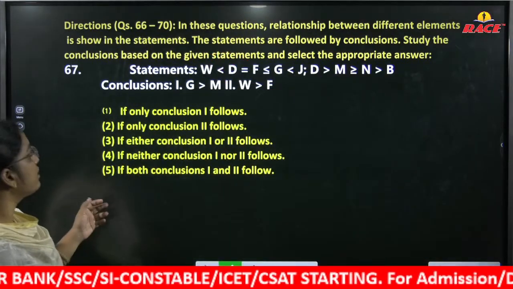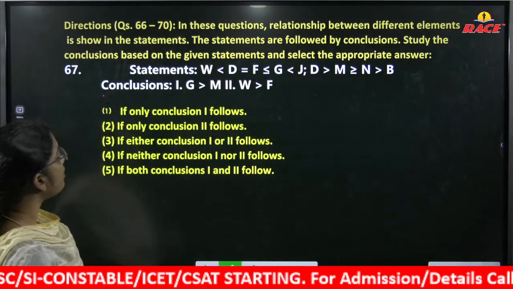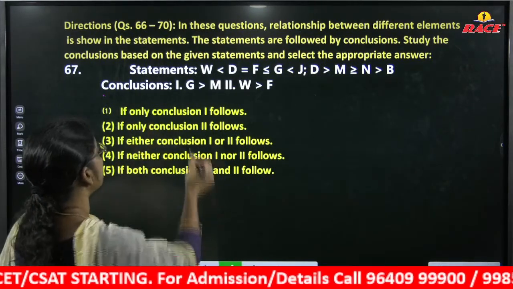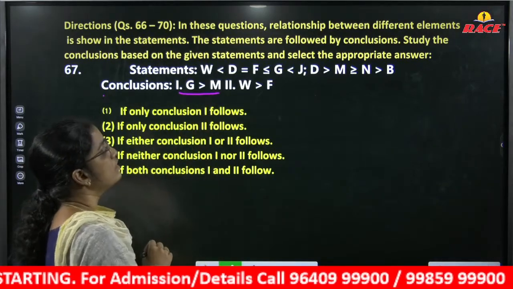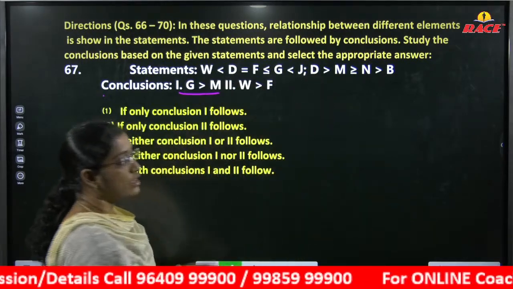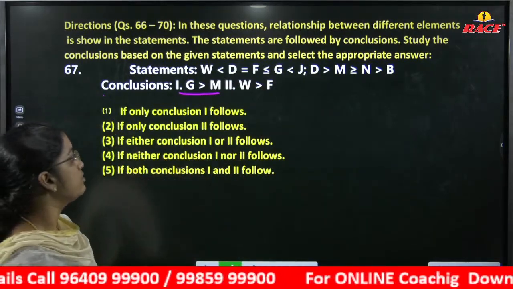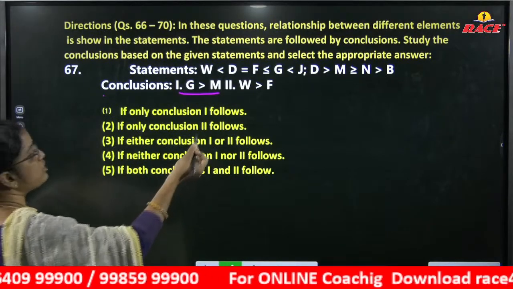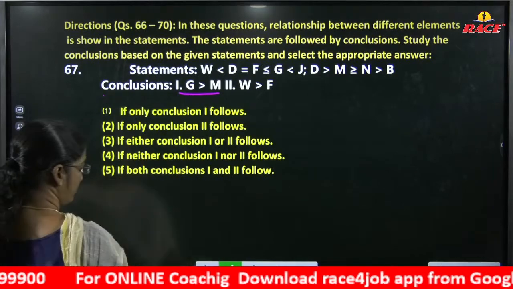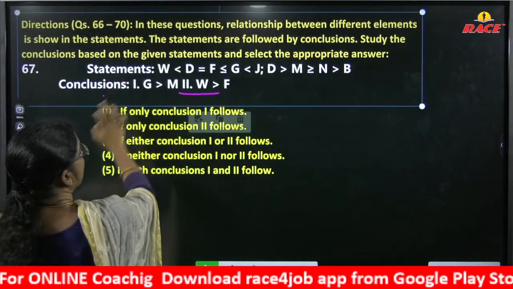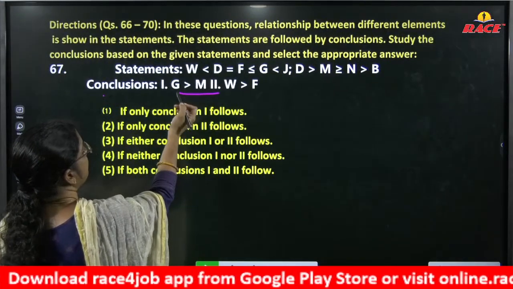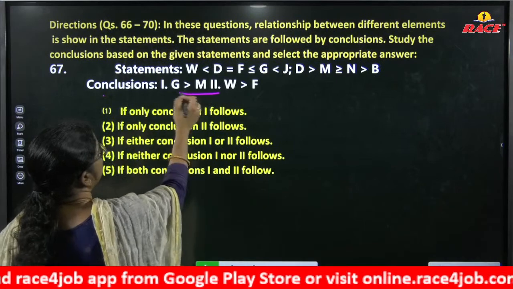Our second question is also related to the same inequalities topic. They are giving the first conclusion: G greater than M. In the basic statements we have two statements. In this question they are giving two different types of statements. We have to find out the relation between G and M.